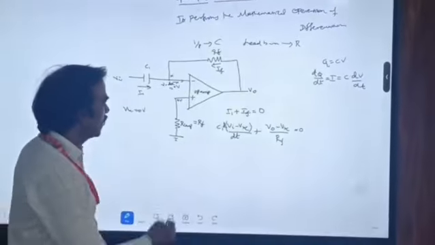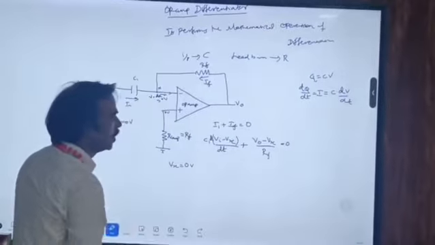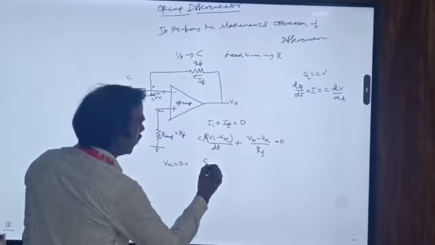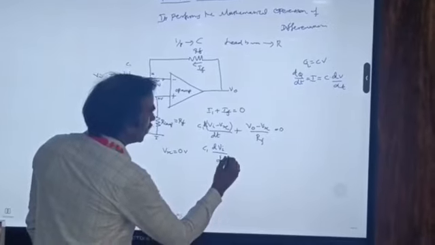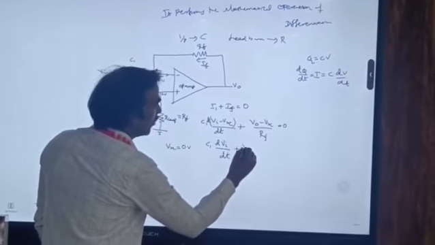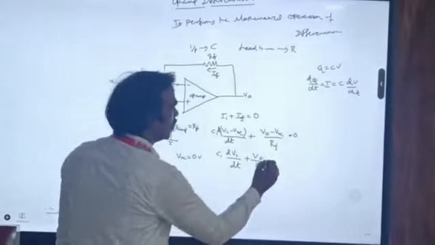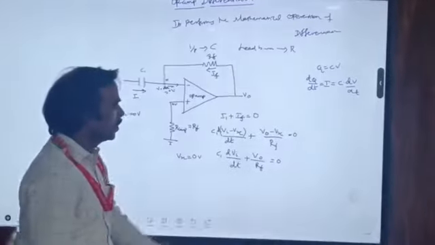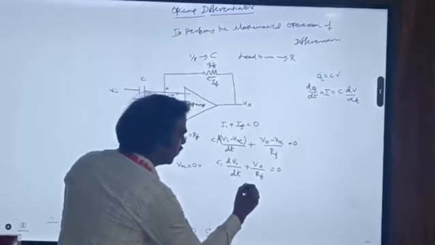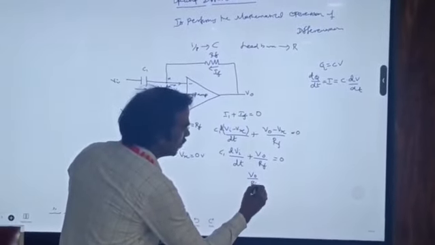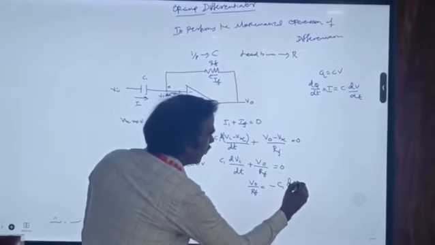Okay, now we know that Vx equals 0, due to the virtual ground. So applying that, C1 into dVA by dt plus (Vx minus V0) divided by R, is equal to 0. Okay. So we actually need V naught. That is the output equation. The output equation.